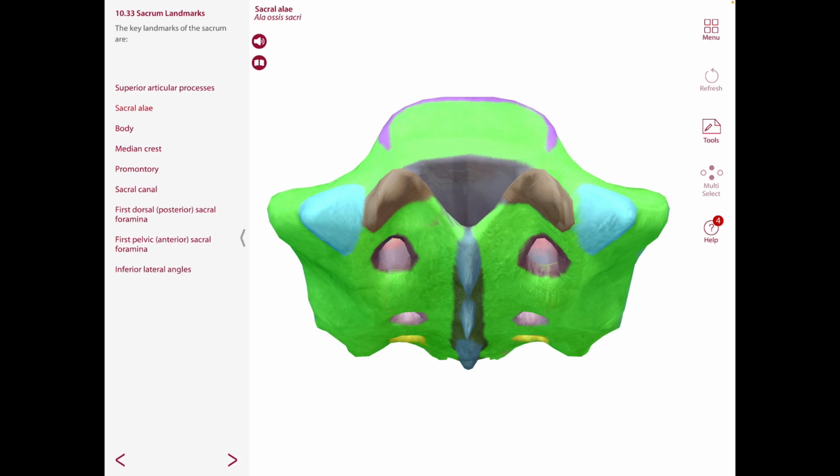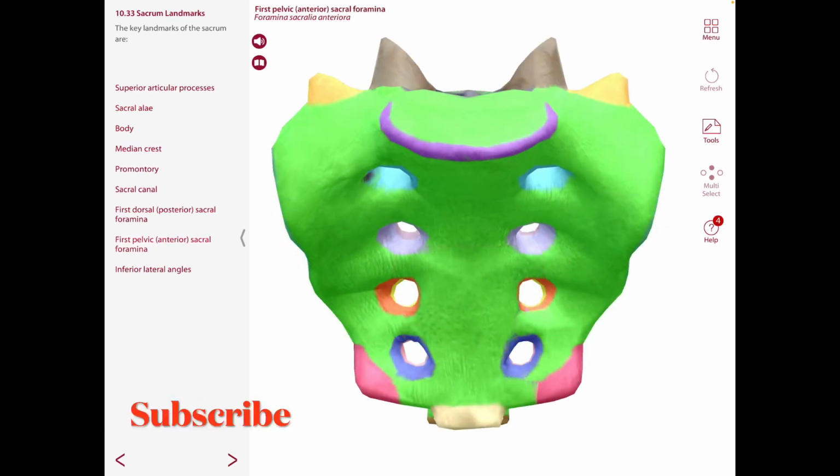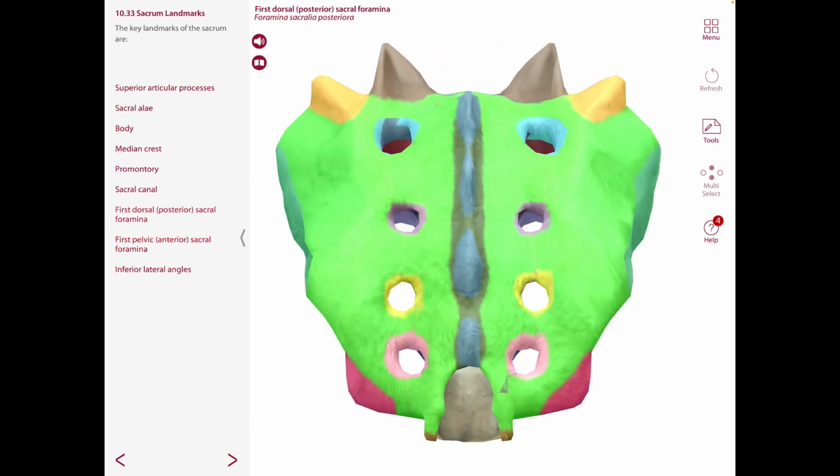There's also the ala of the sacrum. These are lateral parts of the base, one on each side of the S1 body. There are also anterior sacral foramina, which transmit the ventral rami of S1 to S4 spinal nerves. And there are also posterior sacral foramina, which transmit the dorsal rami of S1 to S4 spinal nerves.